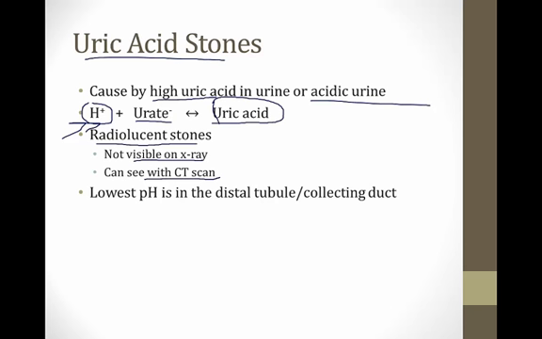And the lowest pH in the nephron occurs in the distal tubule and the collecting duct, so this is a common place for uric acid to start to precipitate out of the urine. Remember that in the collecting duct, hydrogen ions are being secreted by the cells into the urine, so the pH gets very low there, and that's where uric acid stones can form.